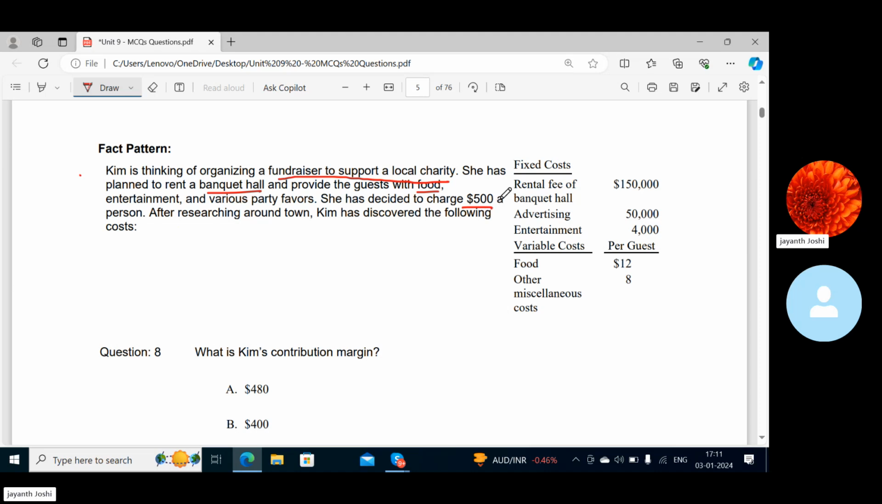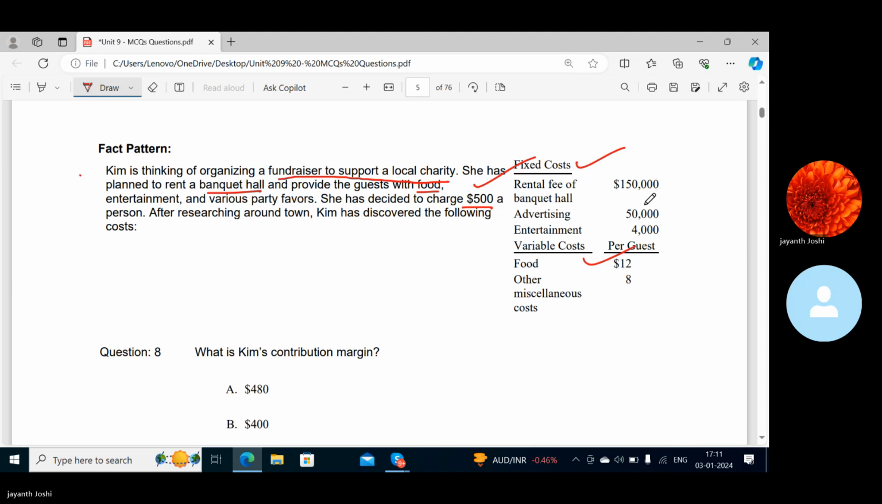After researching around town, Kim has discovered the following costs. So this is the fixed cost, this is the variable costs, okay? This is the revenue. Am I right? Yes. So now what is the thing?